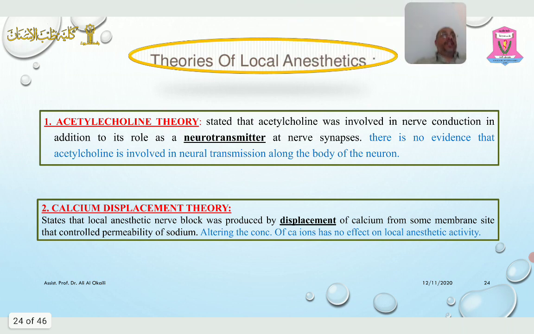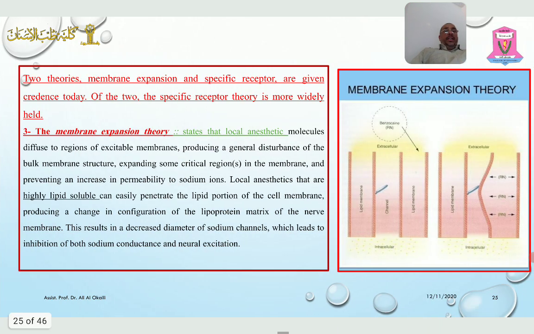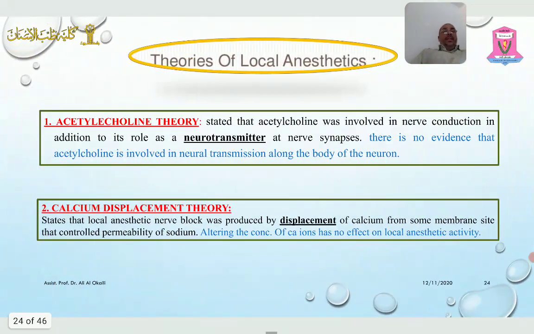Theories of local anesthetics. الحقيقة عندنا 4 نظريات تتحدث عن كيف يعمل اللوكال أنستيزيا. النظرية الأولى اللي هي الأسيتايل كولين ثيوري. Acetylcholine theory stated that acetylcholine was involved in the nerve conduction in addition to its role as a neurotransmitter at nerve synapses. There is no evidence that acetylcholine is involved in the neural transmission along the body of the neuron.